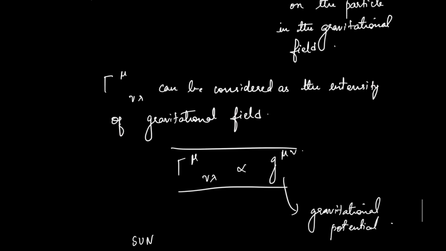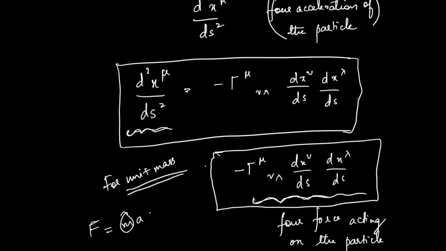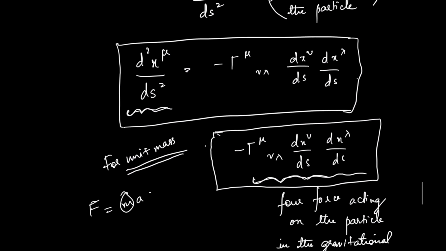Now, how do you show this from the geodesic equation? At a glance, if you look at the geodesic equation, you will not get an idea. But the better way to visualize it is to consider the absence of gravity. Suppose gravity is absent. In the absence of gravity, the gravitational potential will be 0. g mu nu will be 0. Then correspondingly, the Christoffel symbol should also be 0. So the Christoffel symbol will go to 0 in the absence of gravity.